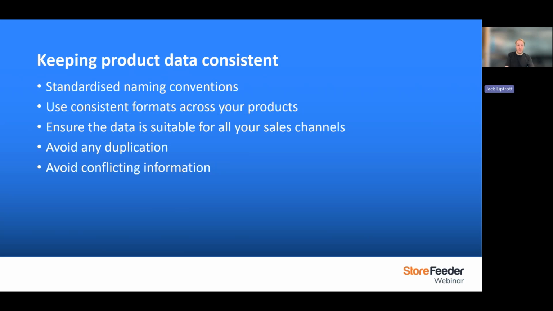Avoid conflicting information. It's pretty obvious really, but you don't want the variation attributes to not match the description, or the description to be inconsistent versus other attributes or bullet points later on in the listing. It's just making sure that everything is tidy, understandable, and easily managed and reported upon as you make sales.